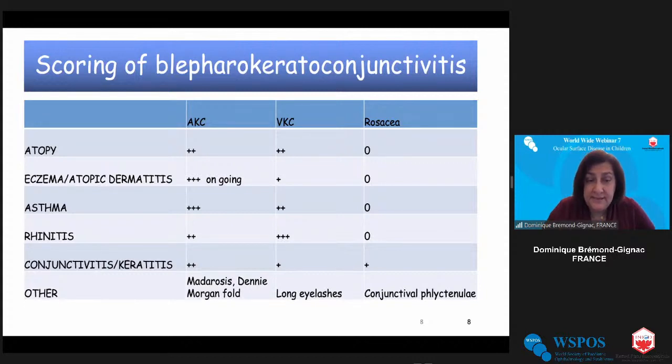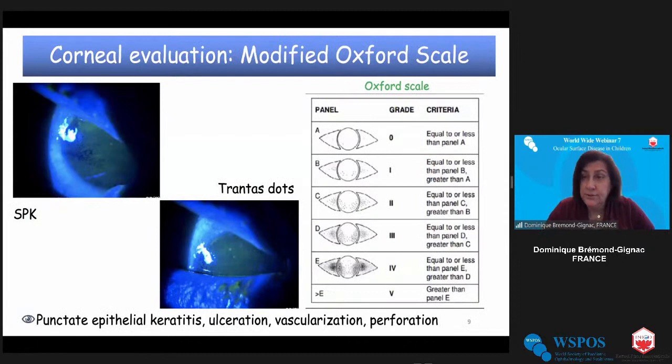Asthma, rhinitis, and keratitis or conjunctivitis are not very differentiating, as you see for VKC. But you have those possibilities to observe, such as madarosis and Dennie-Morgan fold. On the contrary, in VKC there are long eyelashes. And in rosacea, you can characterize by conjunctival phlyctenulae. And we can also go to the corneal evaluation with the Oxford scale.